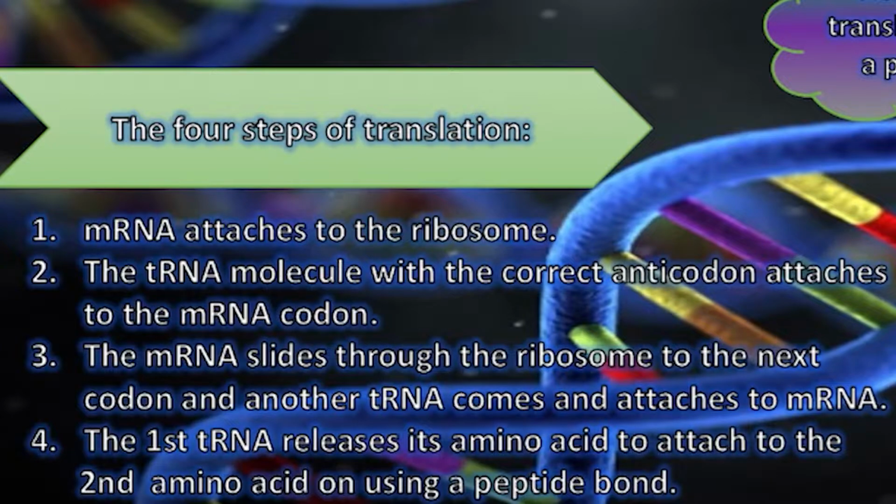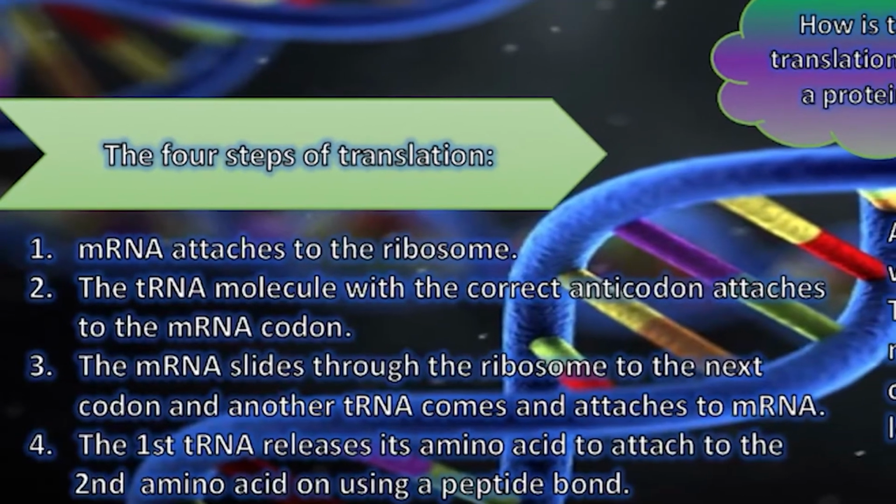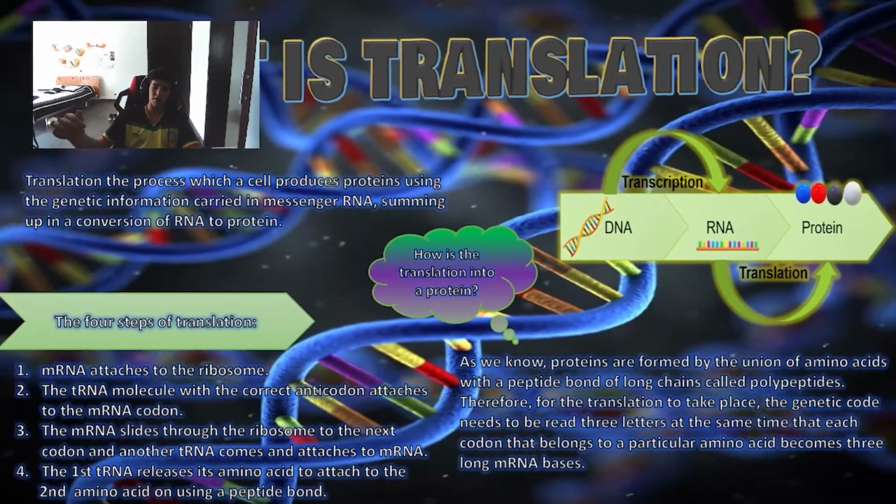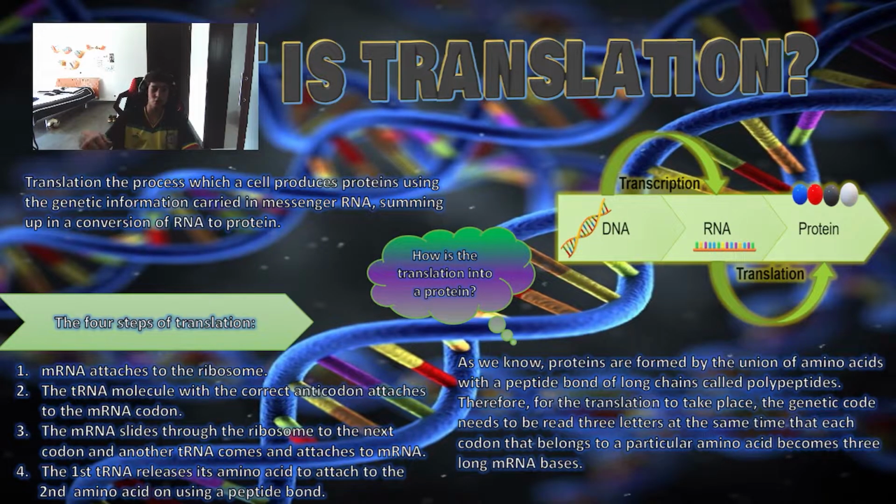And the third one is the mRNA slides through the ribosome to the next codon and another tRNA comes and attaches to the mRNA. And finally, the fourth one is the first tRNA releases its amino acid to attach to the second amino acid using peptide bonds. And finally, the last question of translation is: how is this translated into a protein?